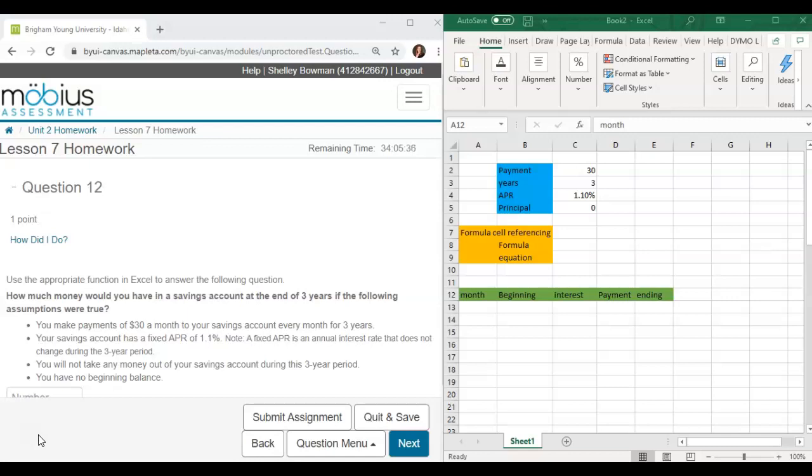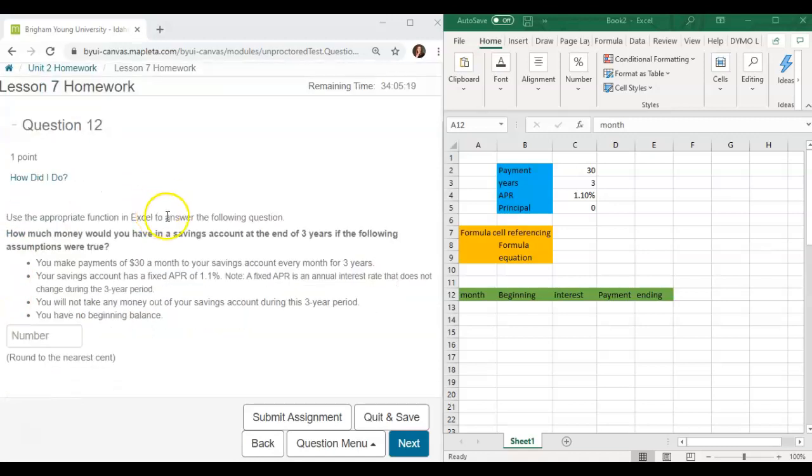Your savings account has a fixed APR of 1.1%. Note, a fixed APR is an annual interest rate that does not change during the 3-year period. You will not take any money out of your savings account during this 3-year period. You have no beginning balance.